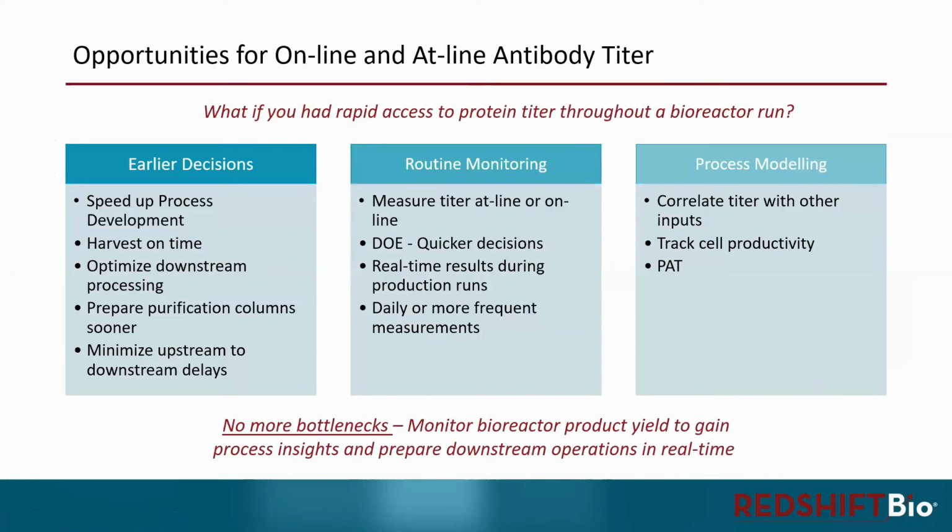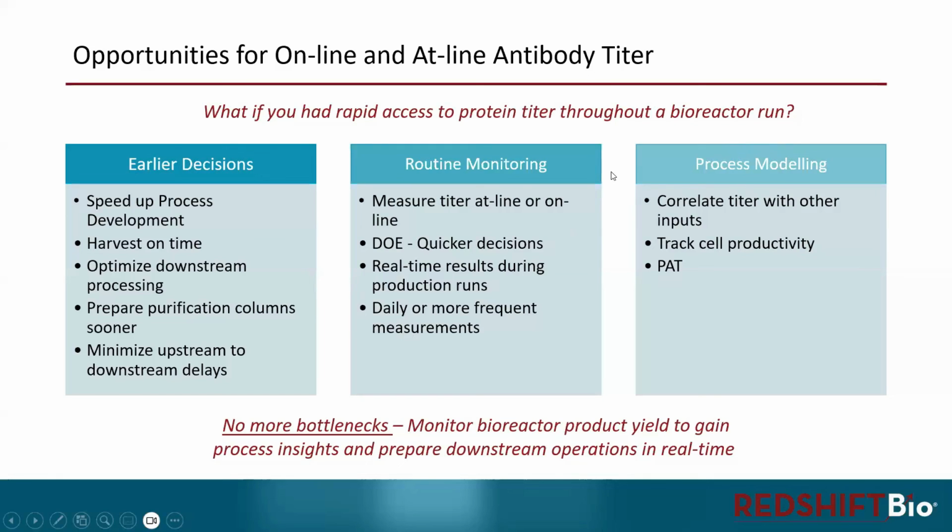What are the opportunities? What are the advantages for doing online or at-line antibody titer testing? It allows you to make decisions earlier in the process. You can save time with process development. You can move from upstream to downstream quicker. You can harvest on time. You can really optimize some of your processes. Routine monitoring gives you more data, lets you do your DOE quicker to really get to the optimized conditions as quickly as possible. And it allows you to take daily or even more frequent measurements because you can calculate those concentrations right at that time.